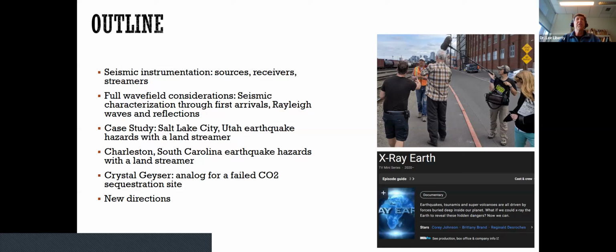I'm going to focus on a couple case studies here, one from Salt Lake City, where we've looked at earthquake hazards with our land streamer system. Then jump over to Charleston, South Carolina, where we're doing something very similar. And then I'm going to talk about this Crystal Geyser site in central Utah, which is an analog for a failed CO2 sequestration site. And then I'm going to talk about new directions, what I'm hoping to do moving forward.